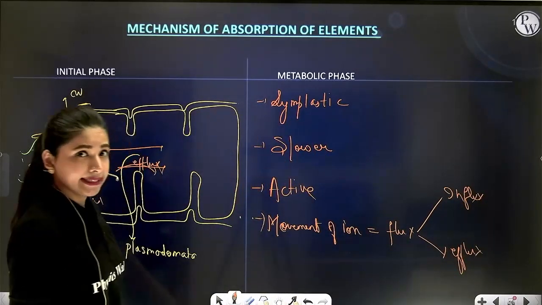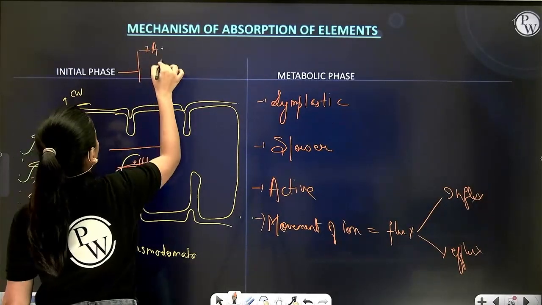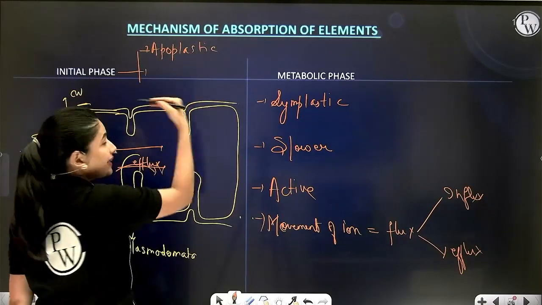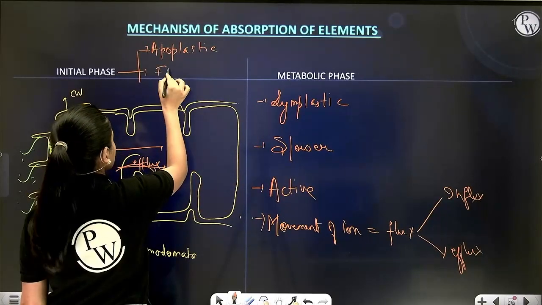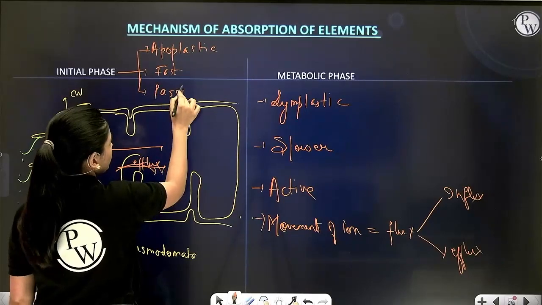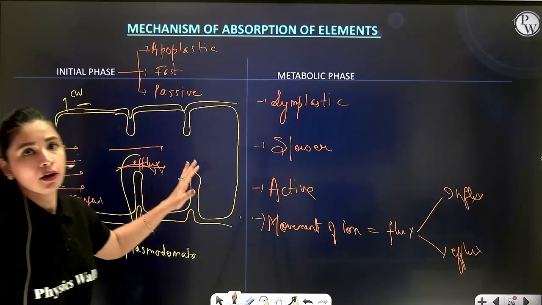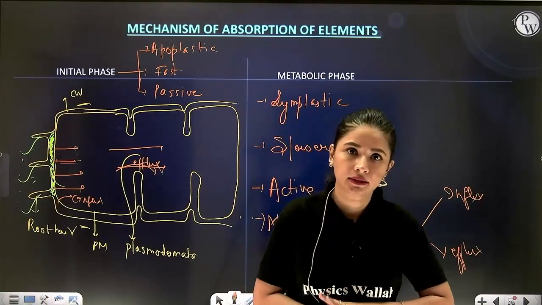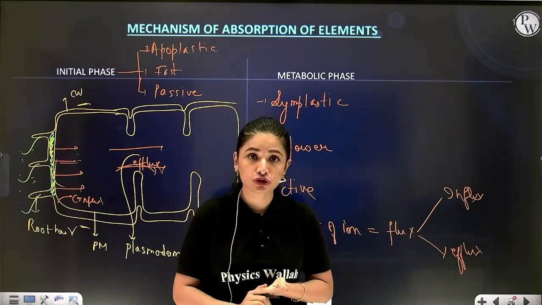Clear? Yes or no? And what will you write for the initial phase? First of all, it is apoplastic. Why? Because the water is moving along with minerals through the dead regions initially, and then it becomes symplastic. Hence it is fast as well as passive. Right? So these are the two phases for the movement of ions along with dissolved water. With this, your mechanism of absorption of elements is also done.